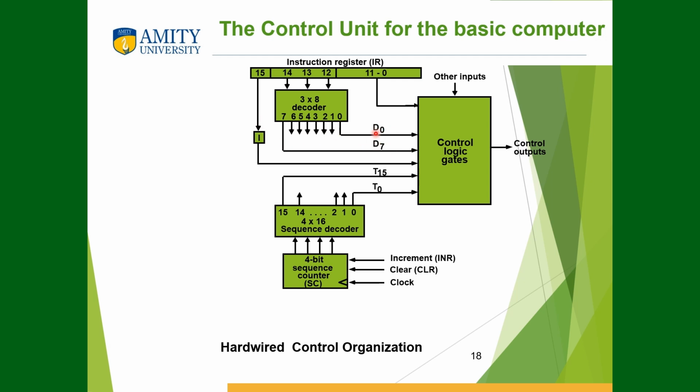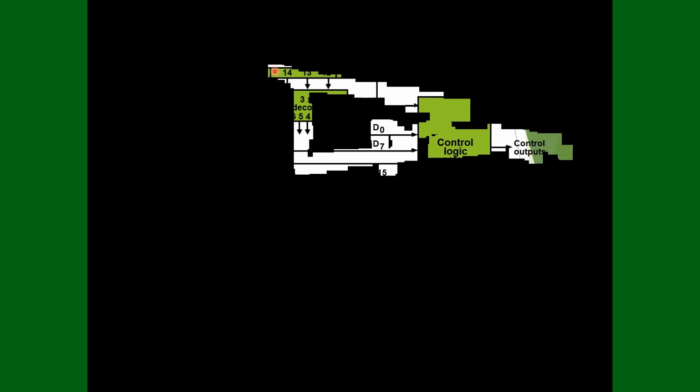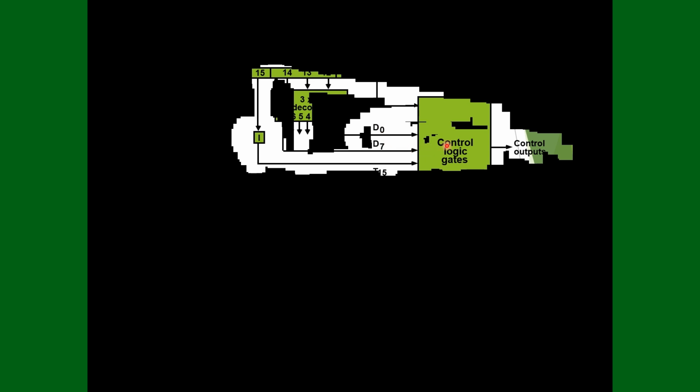D0 refers to the opcode being 000, all the way to D7, referring to 111. This will also help us identify the memory reference, register reference, or input-output instruction on the basis of the opcode, and accordingly control signals will be generated. The 15th bit, that is the addressing mode I, is stored in the flip-flop I, and it is also given to the logic gates in order to perform certain operations.